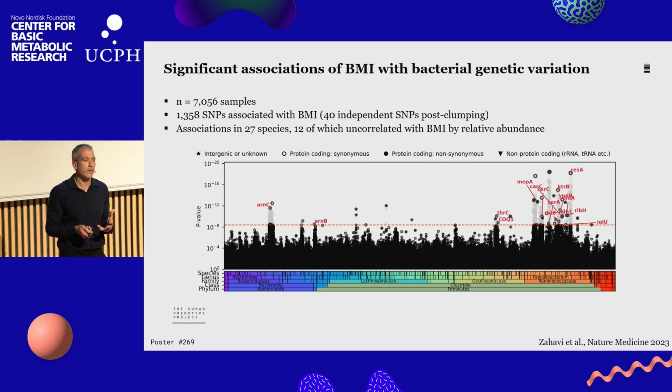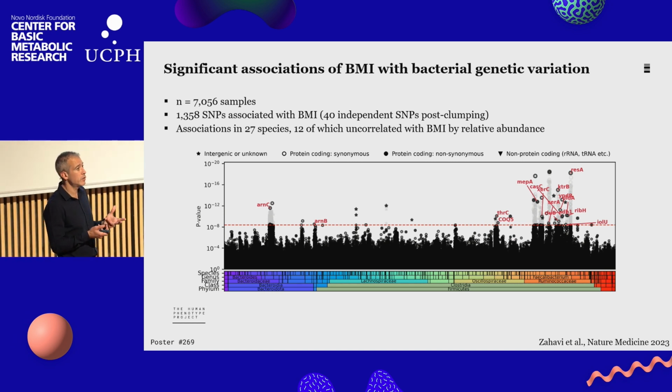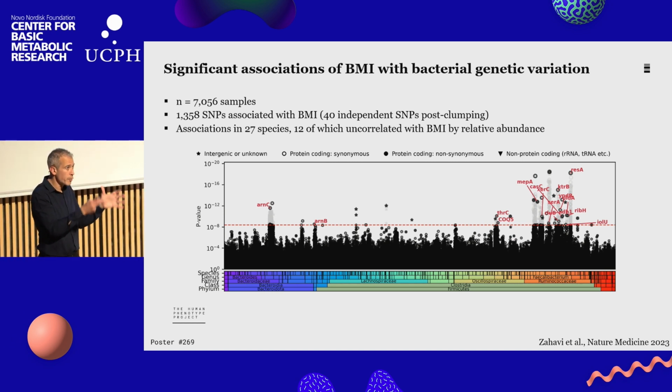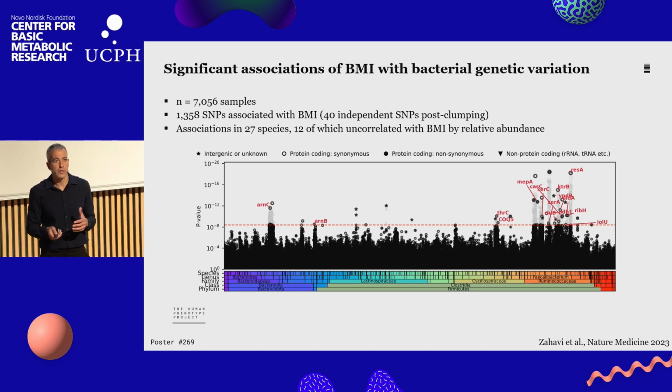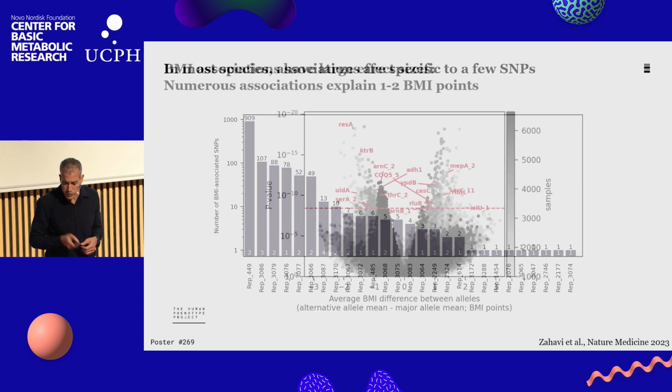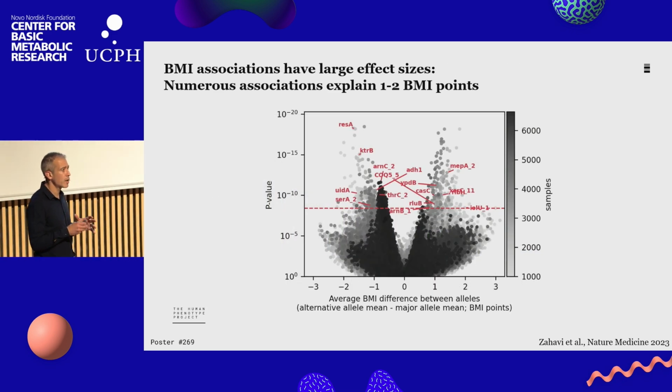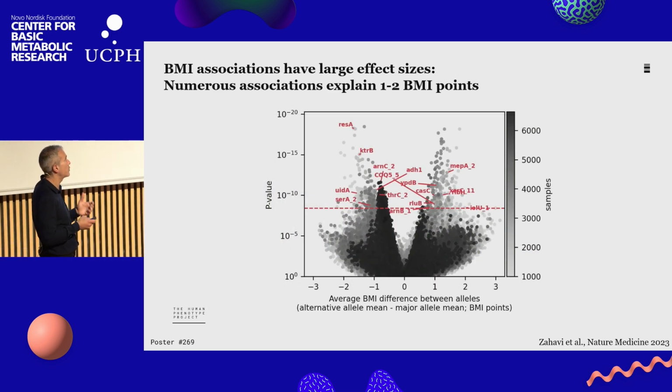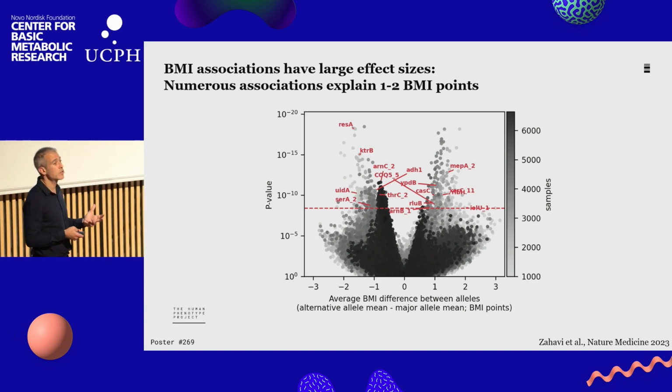Interestingly, in 12 of these cases, if you look at the abundance of the species that contains the SNP, the abundance of that species is not correlated to BMI, but when you look at the genetic variation, it is. And I think even more interesting than the strength of the association is the effect size that this could explain.